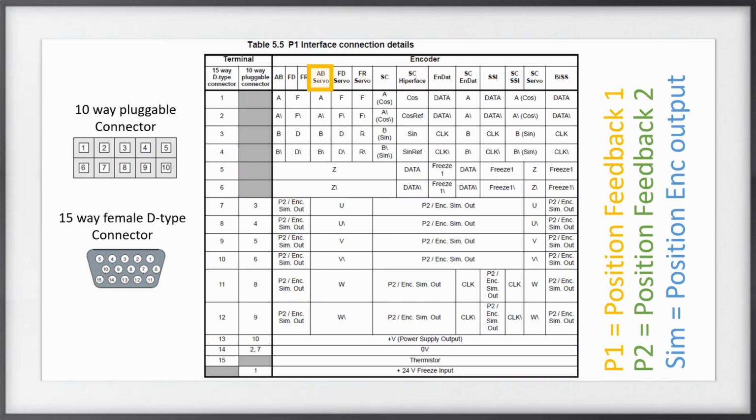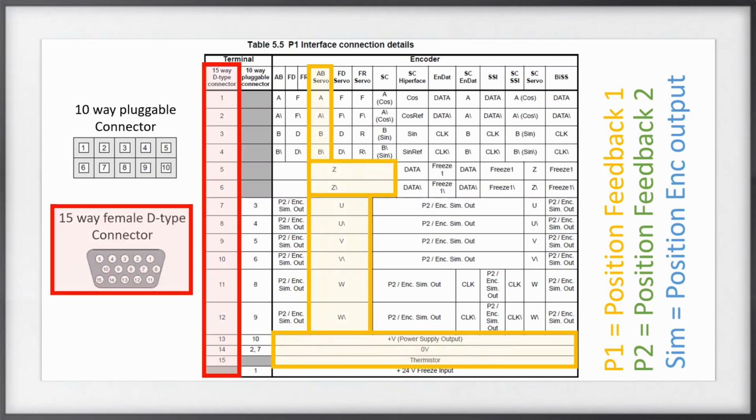Let's say we want to use an AB servo. Well, if we look down the column, you're going to see that it uses all of these wires. On A, you would use pin 1, on A0 that's pin 2, on B that's pin 3, and on B0 that's pin 4, and so on all the way down. And so you would definitely use the 15 pin because you can see the 10 pin does not go all the way up here.